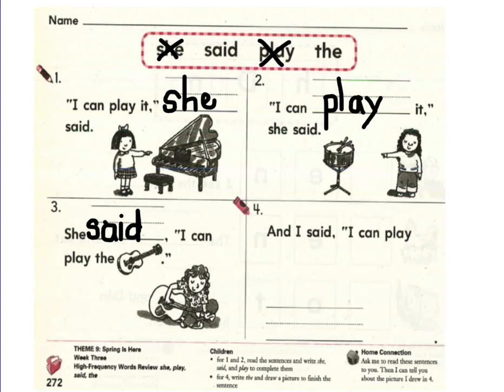Last one, number 4. Read with me. And I said I can play blank. And then we need to choose what we can play. So maybe I can play the piano and I draw a piano, or I can play the drums and I could draw drums. We need to put in the last sight word, the, on this handwriting line to make the sentence complete. And I said I can play the, T-H-E, the. I can play the, and to make the sentence complete, we need to finish it.